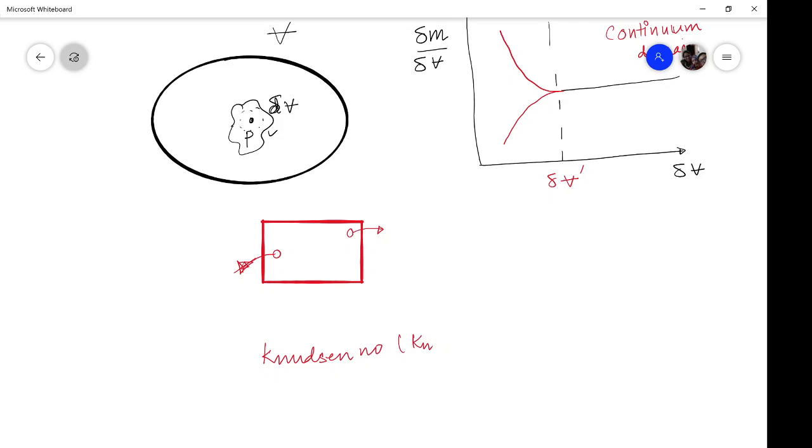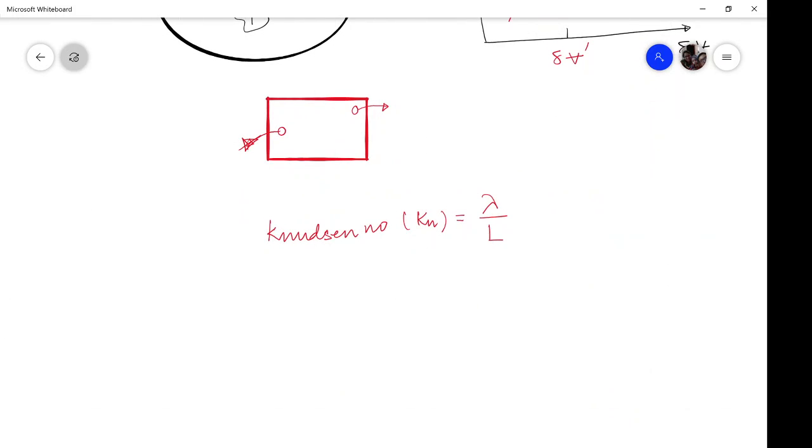Some people call it K suffix n, which is nothing but the mean free path of molecules, that is the statistical average distance the molecules travel between two successive collisions, to that of the characteristic dimension or the length of the domain, whatsoever it is. If this number is less than 0.01, then only this will be considered as a continuum domain.